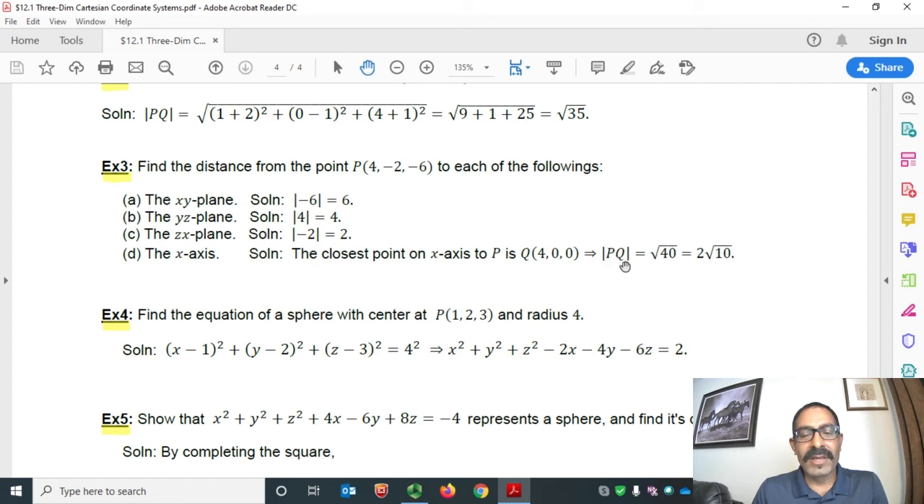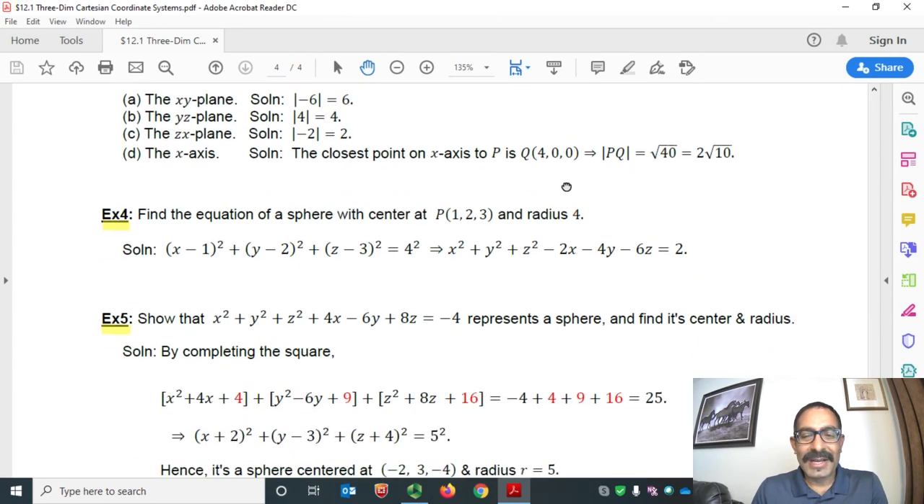And again the formula here is the distance PQ equals the square root of (x2 minus x1) squared plus (y2 minus y1) squared plus (z2 minus z1) squared. Here this point is x1, y1, z1, and this point is x2, y2, z2. I hope this makes sense to you all.